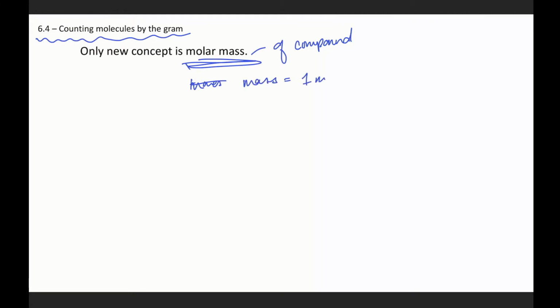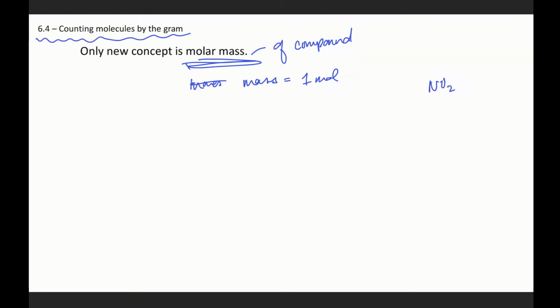Honors Chemistry, and welcome to Chapter 6, Section 6.4, where we talk about counting molecules by the gram. Molar mass is not a new concept here. We're just talking about the molar mass of a compound as being something new, and it's really the same concept: the mass equal to 1 mole of that particular substance. Just now we're going to add all the pieces together.